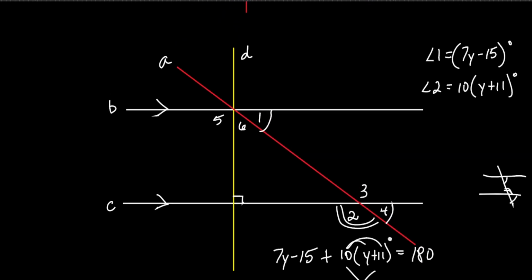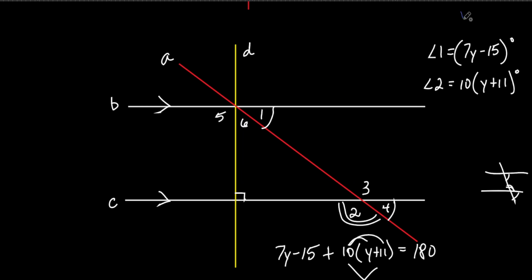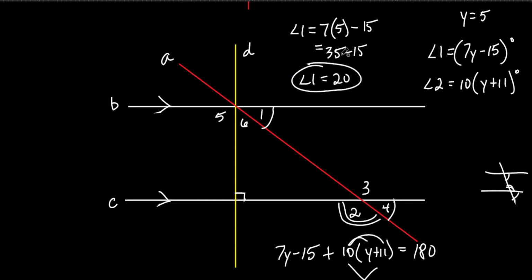So now I can go back up here. I'm going to write it down. Y is equal to what? 5. Now I can find angle 1 and 2, right? Once I find angle 1 and 2, the rest are really a piece of cake. So angle 1 is what? 7 times 5 minus 15. Let's do the math. I'm going to show every step here. 35 minus 15. So angle 1 is what? 20. So that's one of them. So I got 1 out of 6 so far. But once we get these two, the rest are just going to kind of fall into place.